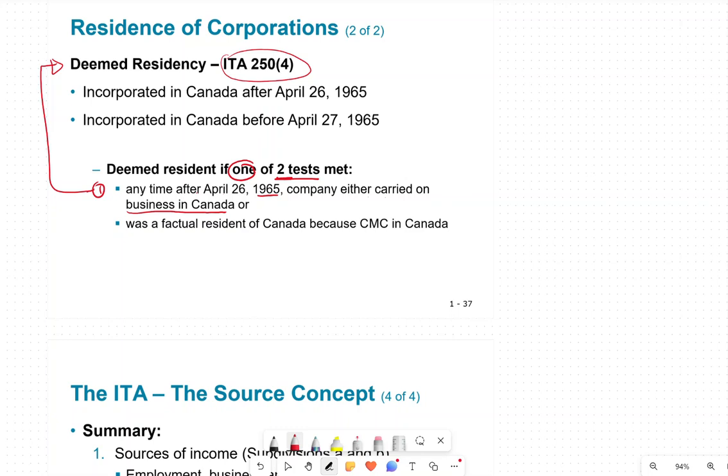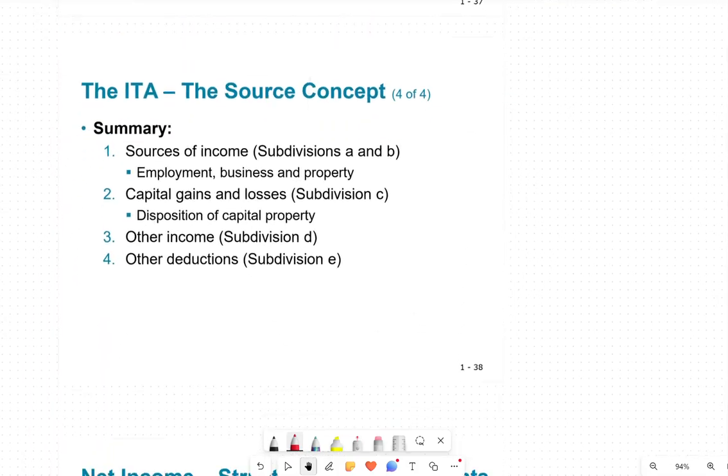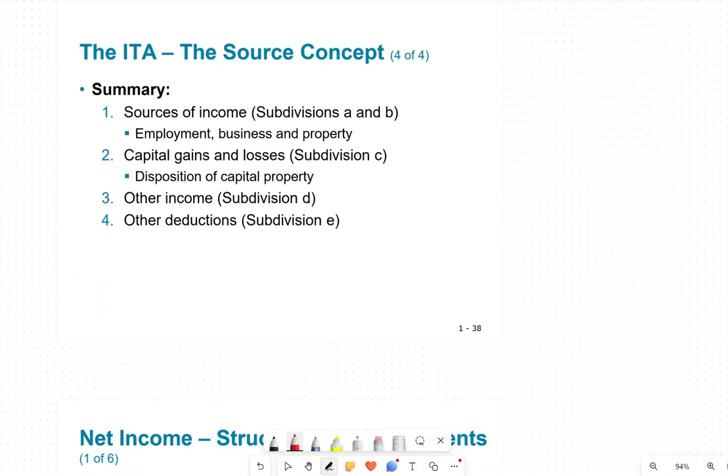Now, the other test is that it was a factual resident of Canada, because the central management and control is in Canada. So one or the other: either you carried on a business in Canada or you were a resident of Canada, then it becomes a deemed resident. So this is the summary of it.